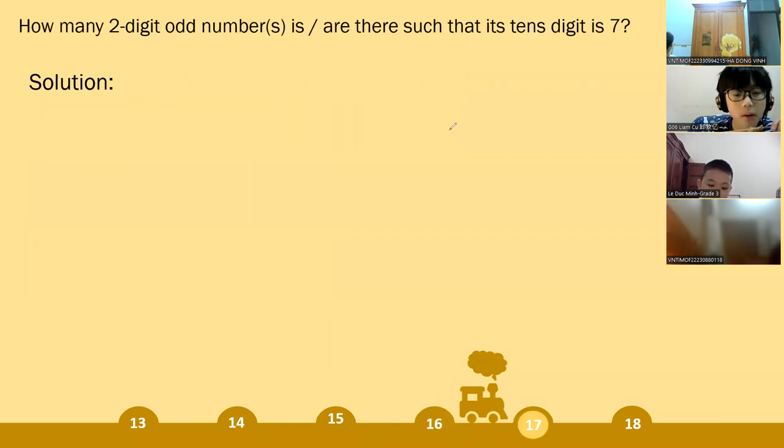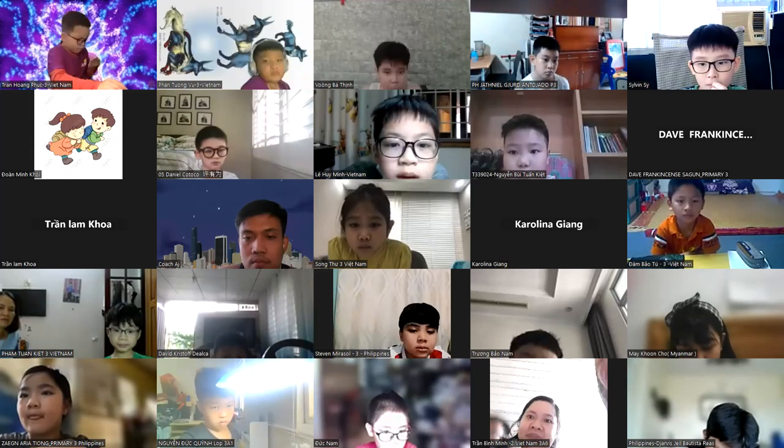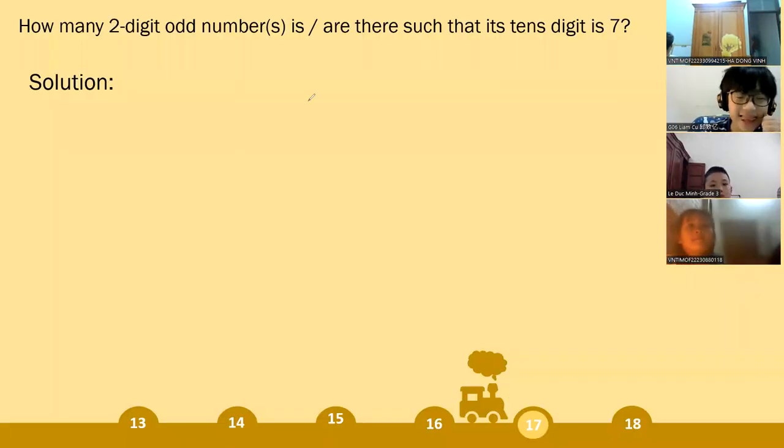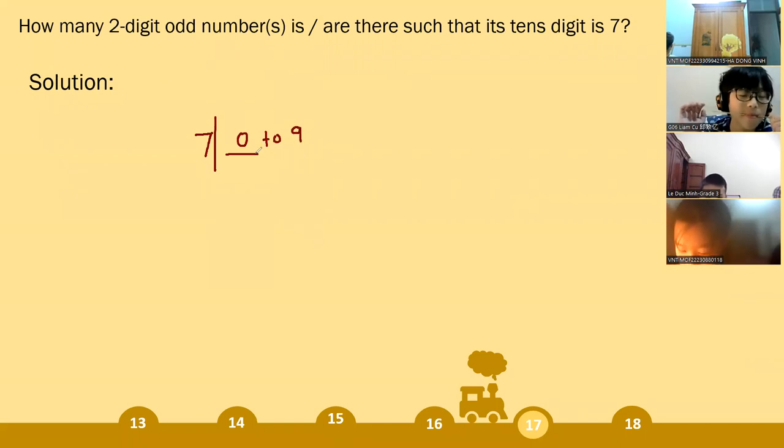How many 2-digit odd numbers are there such that its tens digit is 7? So the condition is the tens digit is 7. So you have 7 and then your ones digit. How many numbers can you put here in the ones digit? You have the numbers 0, 1, 2, up to 9. So technically, these are the numbers from 70 to 79.